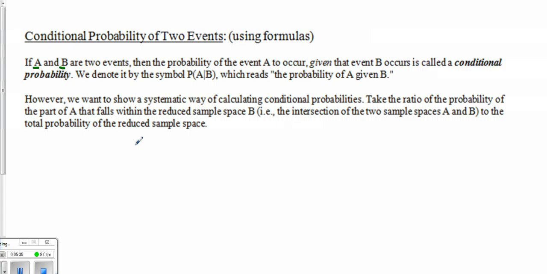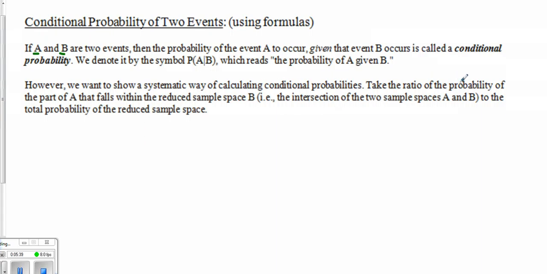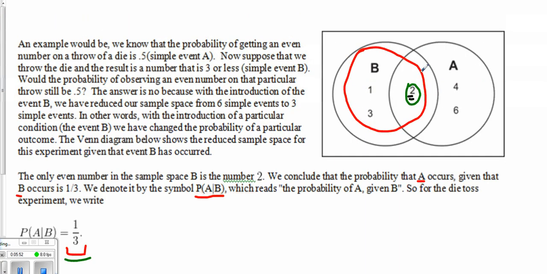So if we wanted to show a systematic way of calculating this conditional probability, we would take the ratio of the probability of the part of A that falls within the sample of B, so that both of them happen together. You can call that an intersection, or you can think of it as A and B. And when we look at this, there's only 1/6 of all of our things that work. 2 out of the possibilities of 1, 2, 3, 4, 5, and 6, only 2 is the number that works for both A and B.